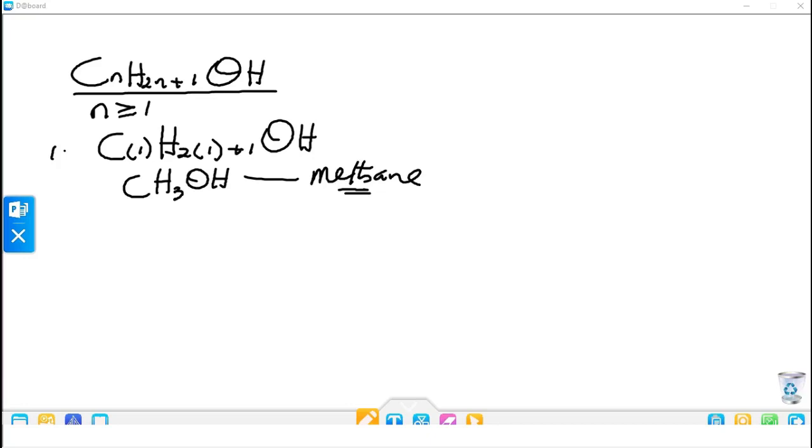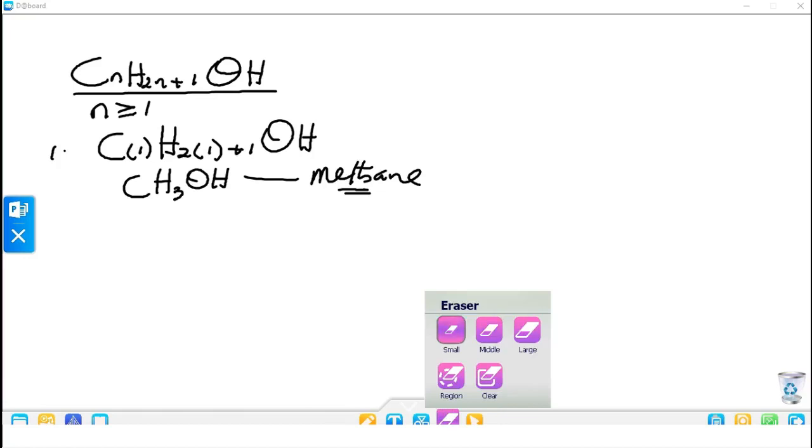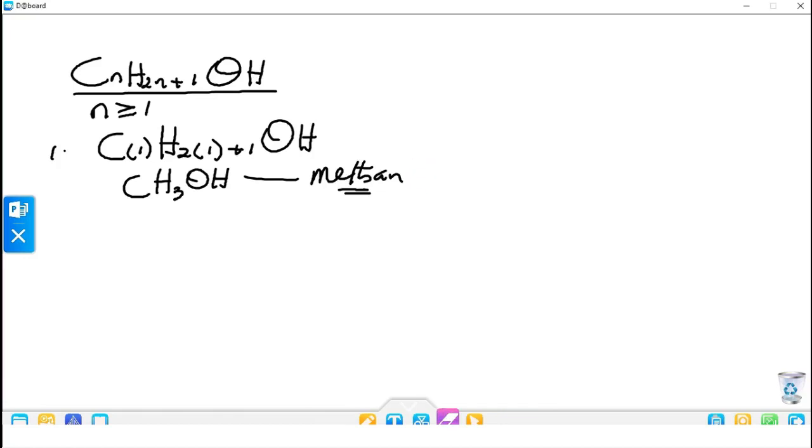Having seen that, methanol. Okay, I have methane written there, but we are talking about methanol.